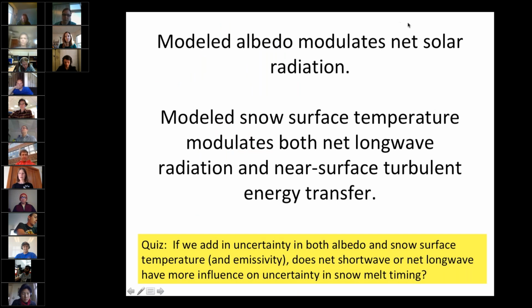All right, so follow on quiz. So this was just everything else being the same. What we just did was our empirical estimates of incoming long wave, incoming short wave. Incoming long wave is more uncertain. If we add an uncertainty in both albedo and snow surface temperature, including emissivity of snow surface temperature, now does net shortwave, so that's incoming shortwave plus albedo, or net long wave have more influence on uncertainty in snowmelt timing?